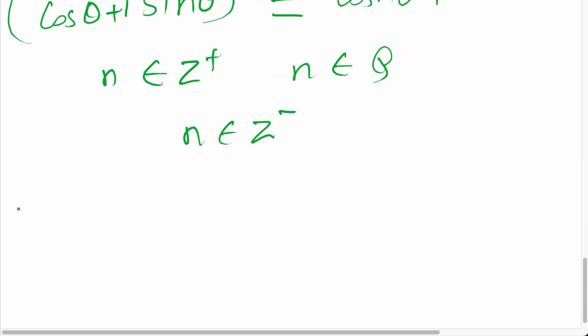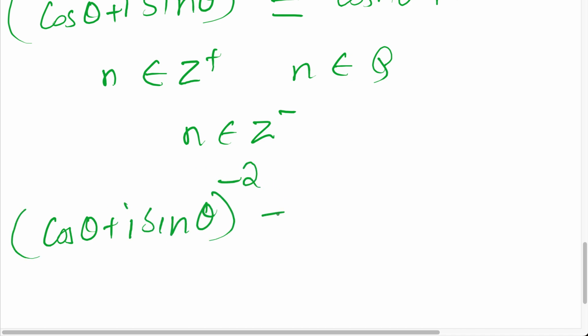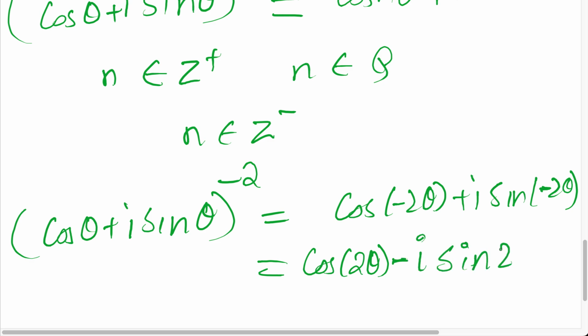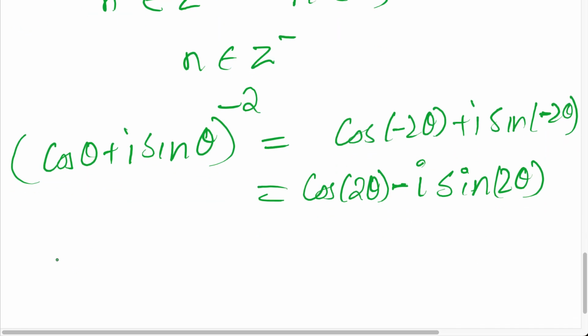So let me give you an example. For example, if it's cos theta plus I sin theta raised to minus 2, then I can very well write it as cos of minus 2 theta plus I sin of minus 2 theta. And cos of negative theta is same as cos theta, whereas sine of negative angle is minus sine of angle. Again, all this needs you to know trigonometry, like I said, but I'm just reiterating the rule for now.